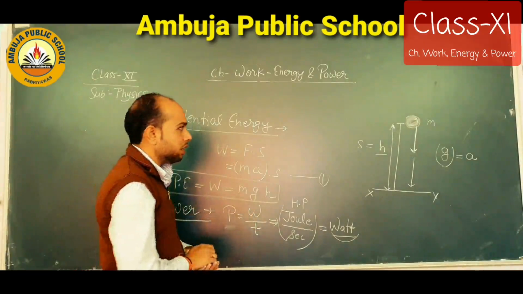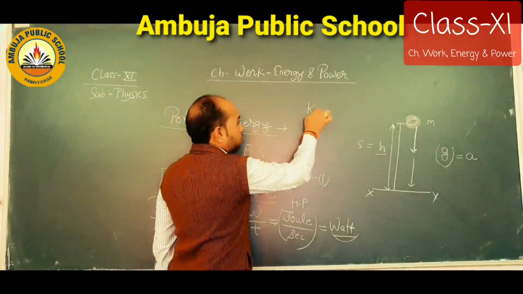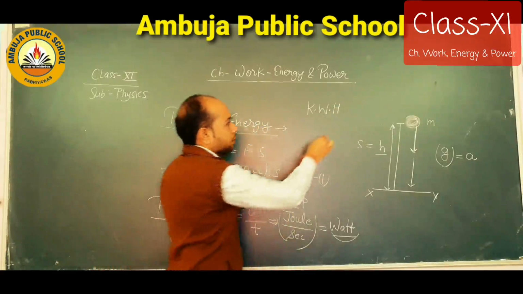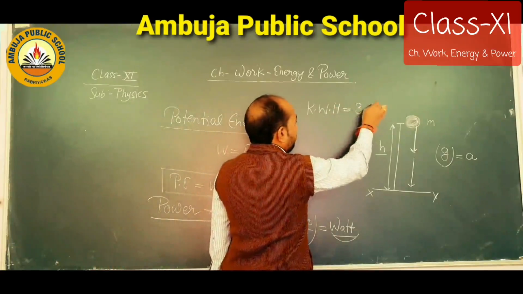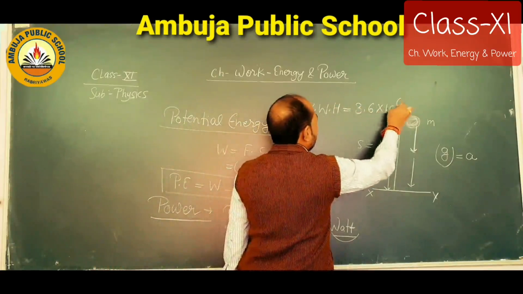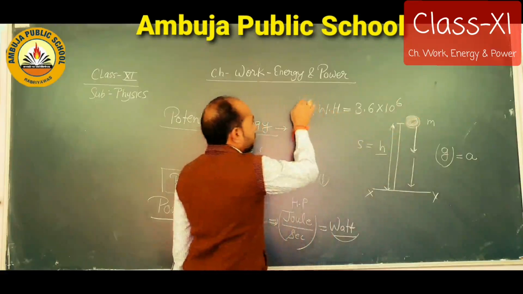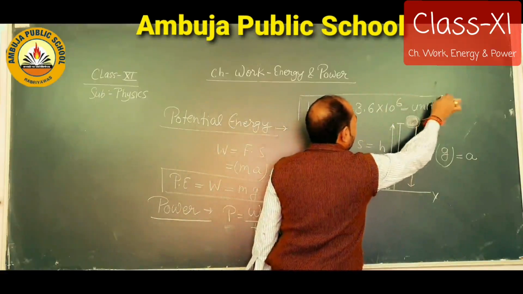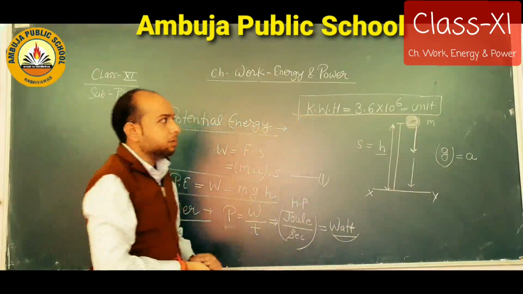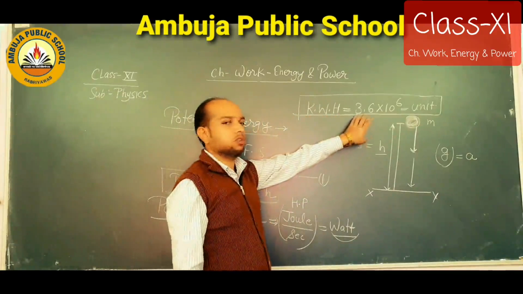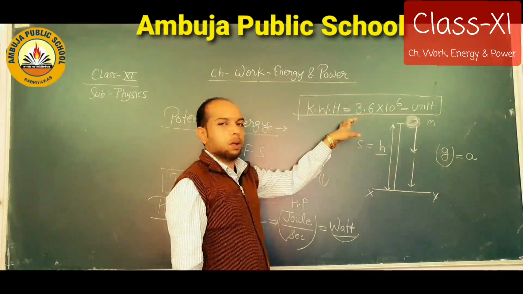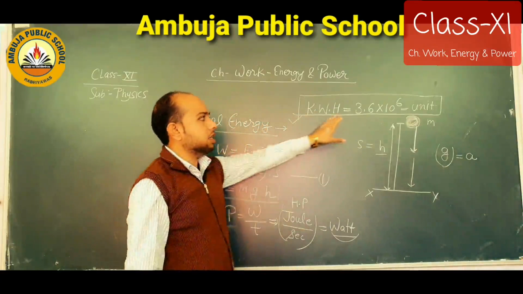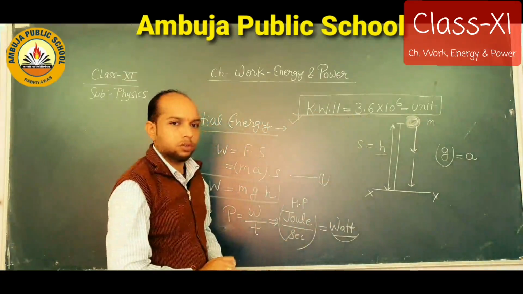Similarly, one more unit is there, that is known as kilowatt hour. This is said to be the commercial unit, and this equals 3.6 into 10 raised to the power 6 joule, and this is also known as unit. As we see, your household electricity bill comes in units. How many units we have consumed in a month. This is calculated in terms of kilowatt and hour.